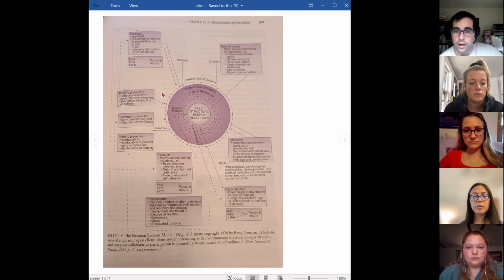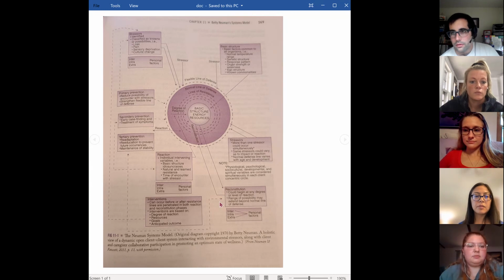energy insufficiency, where that basic core that's the source of energy isn't sufficient to meet the needs. And if that happens, then our goal is going to be to reconstitute the system, which is to use the available resources to adjust to the stressors or avoid the stressors and regain stability.